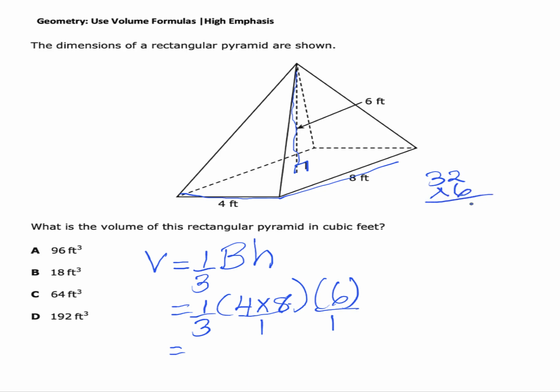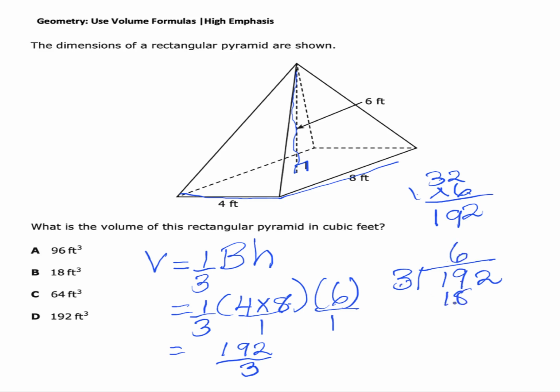6 times 2 is 12. 6 times 3 is 18, plus 1 is 19. So that's 192 divided by 3. And then go on the side and take 192 and divide it by 3. So 3 goes into 19 6 times. 6 times 3 is 18. Subtract, I get 1. Now here I can stop.